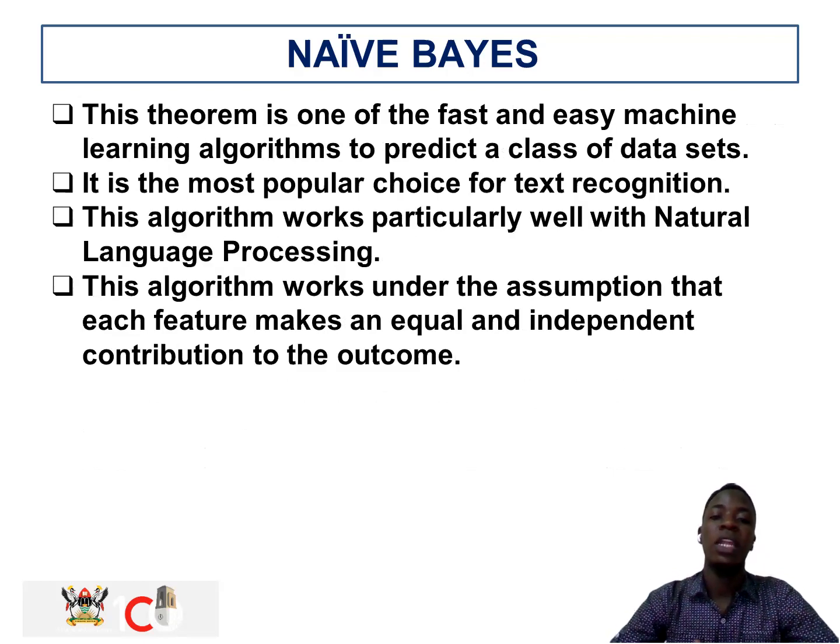As I talk more about naive Bayes, this is one of the first and easiest machine learning algorithms to predict a class of data sets, and it is the most important choice for text recognition. This algorithm works particularly well with natural language processing, plus it works under the assumption that each feature makes an equal and independent contribution to the outcome.